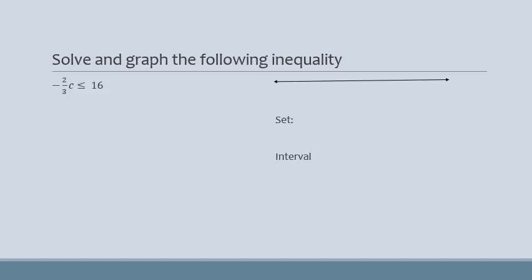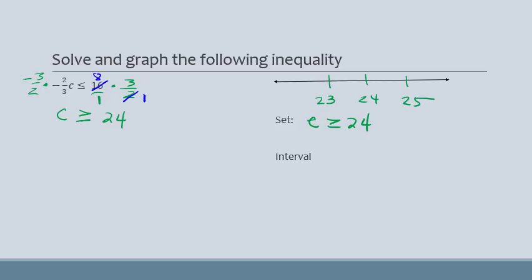With negative 2/3 c is greater than negative 16, I'm going to multiply by the reciprocal, negative 3/2. Okay, so I'm going to flip my order symbol. Seems I like greater thans in this lesson. Remember, this is the same as 16 over 1. So 2 goes into 16 8 times. It goes into 2 once. So 8 times 3 is 24. So c is greater than or equal to 24. So 23, 24, and 25. And a closed circle on 24. And my arrow going to the right. And in interval notation, 24 is included, so a bracket 24 to infinity.